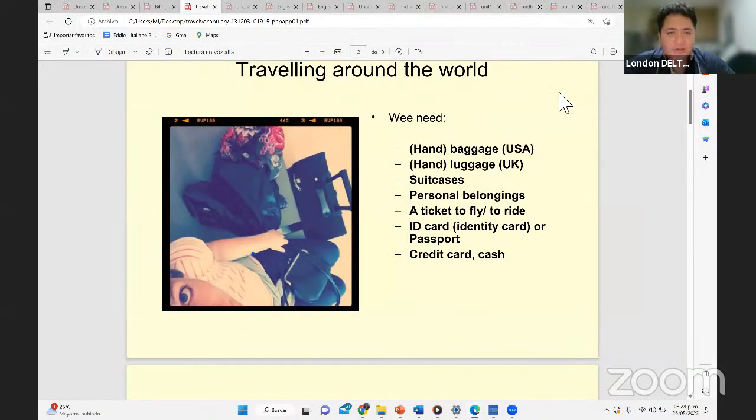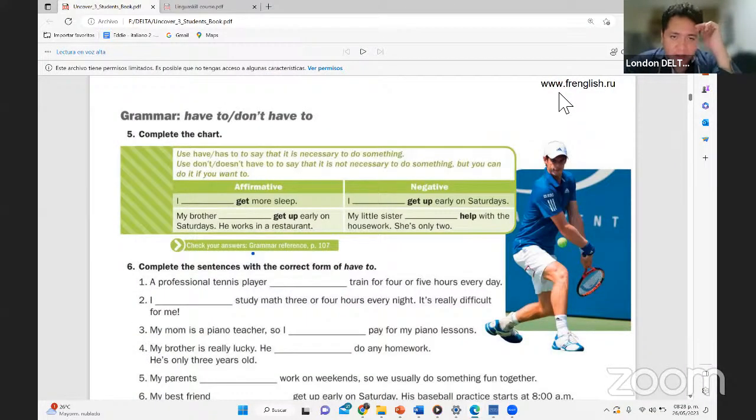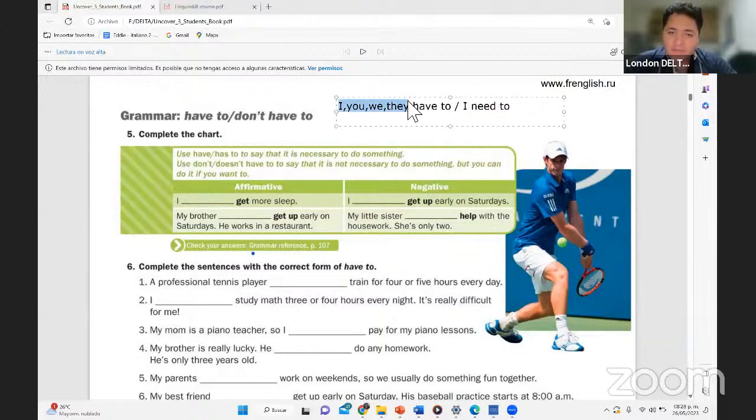All right. So, just like you see here in the chart, have to or has to lo utilizamos para decir que necesitamos hacer algo. Lo mismo que need to. In English, you can say I have to or I need to. Significa necesito hacer esto o tengo que hacer esto. When you use it, you can use I have to with these pronouns: I, you, we, and they. Y con he, she, it, vamos a utilizar has to, okay?